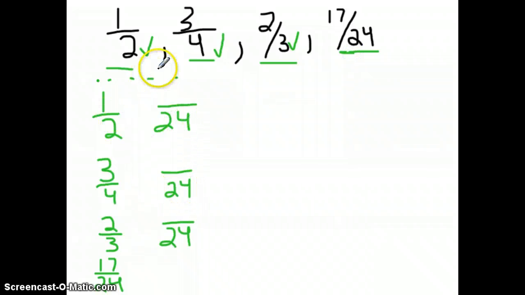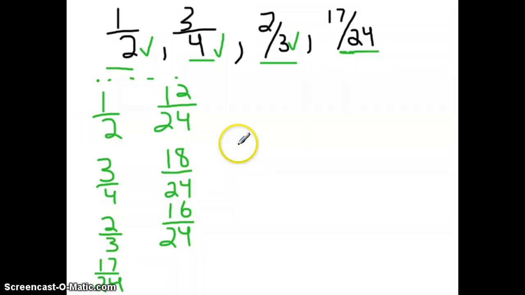Okay, now that we've done that, let's go ahead and look at how we did that here. So 1/2 in 24ths, well, to get from 12 to 24, we have to take 2 times 12. So times 12 on top, we have 12 over 24. And then if we look here, to get to 24 from 4, we have to multiply by 6. So if we multiply our 3 by 6, we have 18 on top. For 2/3, to get to 24 from 3, we have to multiply by 8. So if we multiply by 8 on top, we get 16 over 24. And then we have our last one, 17 out of 24.